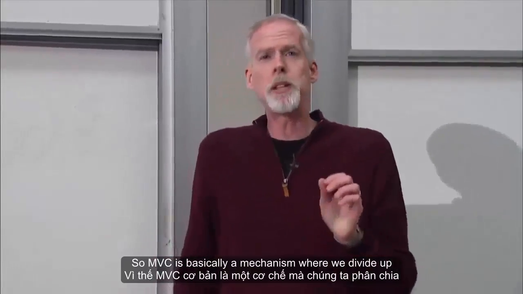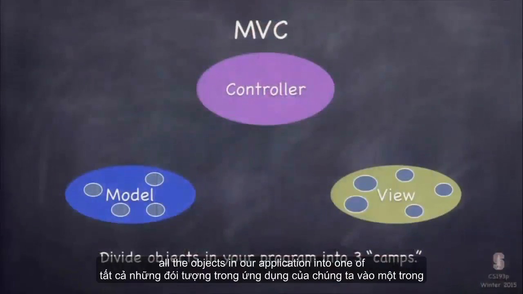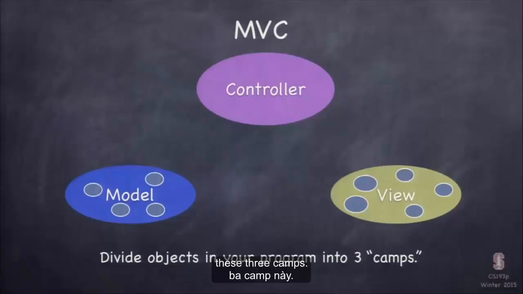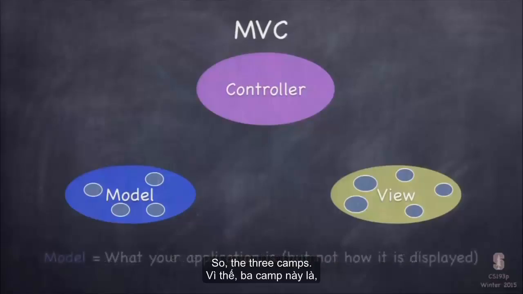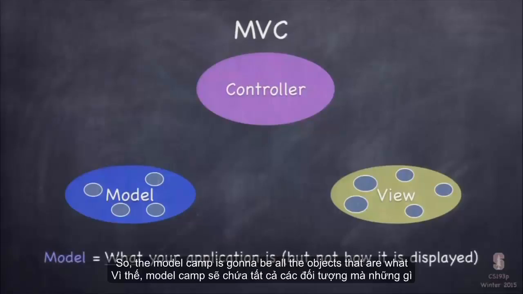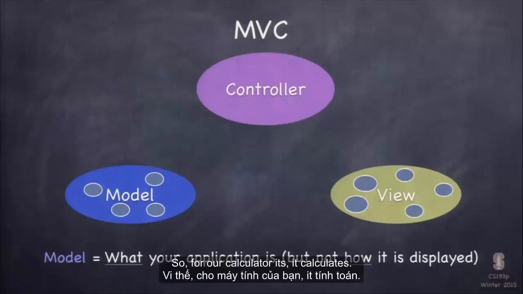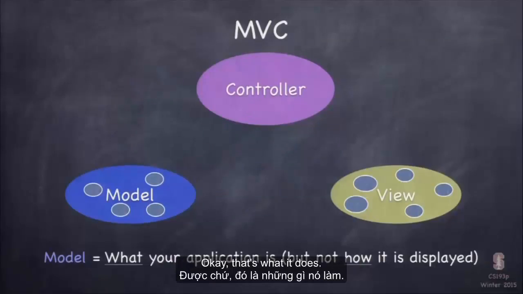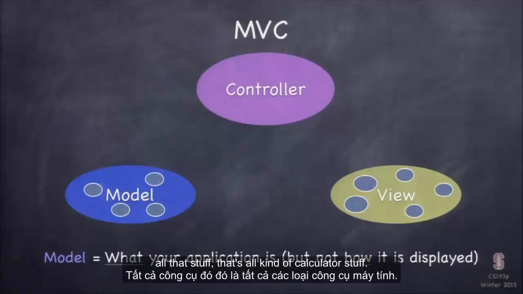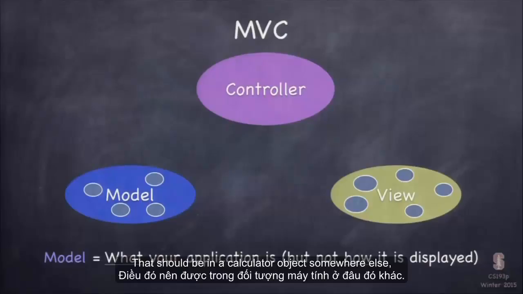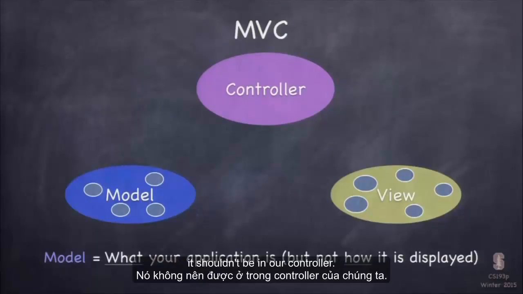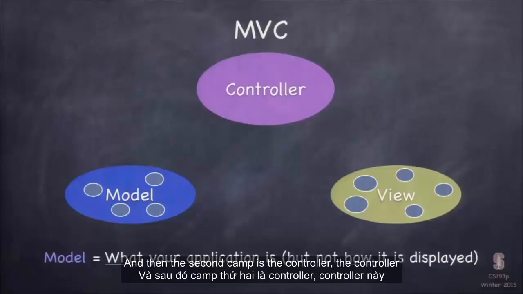So MVC is basically a mechanism where we divide up all the objects in our application into one of these 3 camps. On the left there you see the model. The model camp is all the objects that are what your application does. So for our calculator, it calculates. That's what it does. So all the parts where we're doing perform operation and all that stuff, that's all calculator stuff. That should be in a calculator object somewhere else. It shouldn't be in our controller.